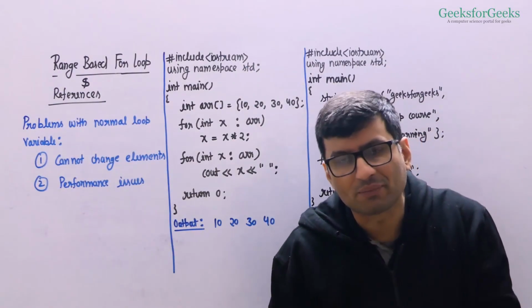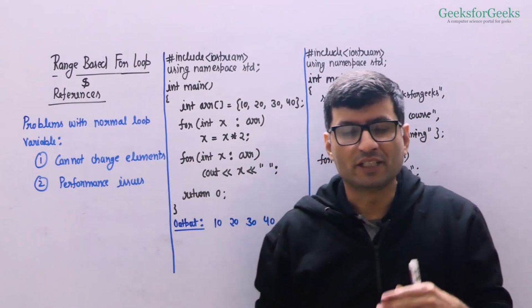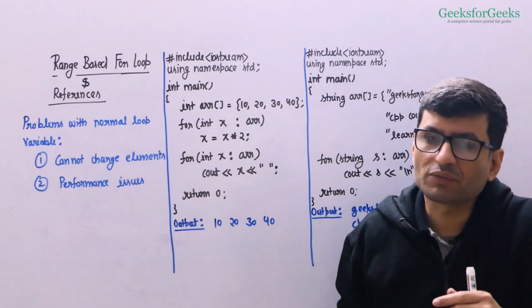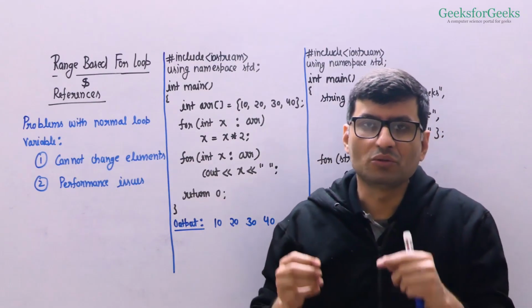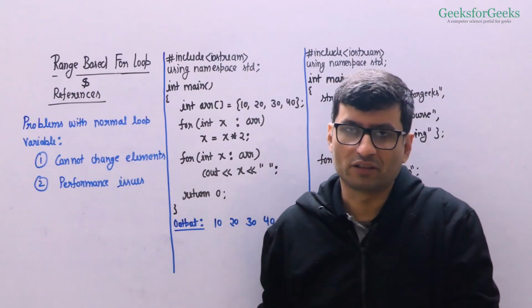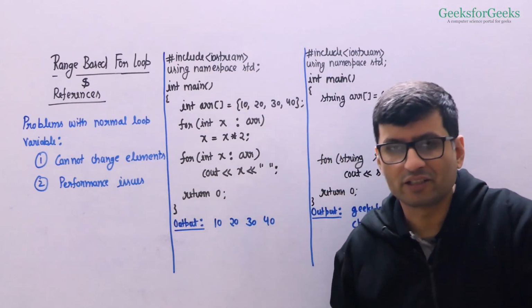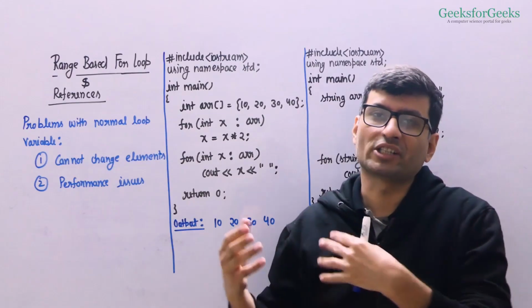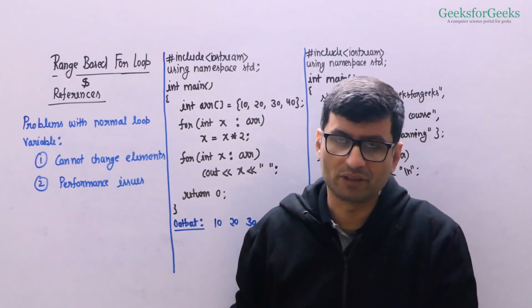Let's now see the next application of references. The next application is in range-based for loops. Range-based for loops are used to traverse through a container. The container can be an array, a vector, a string, or other containers that we will study in the standard template library.